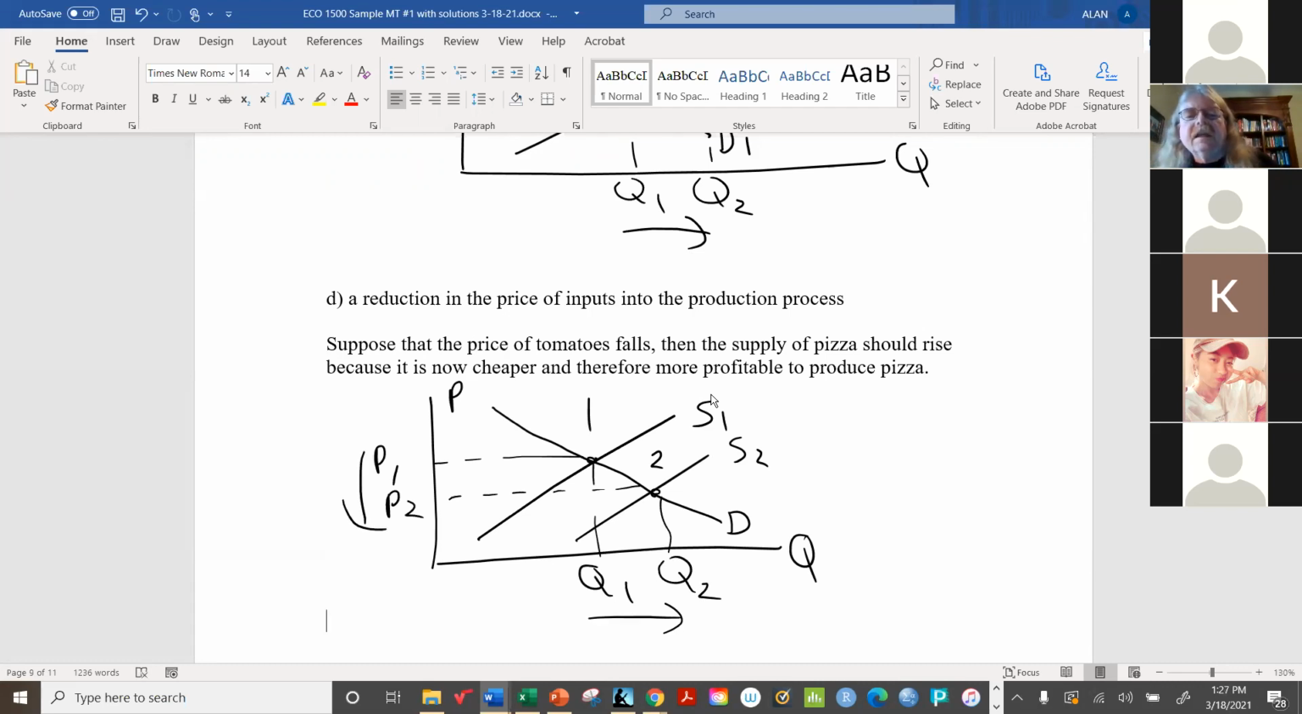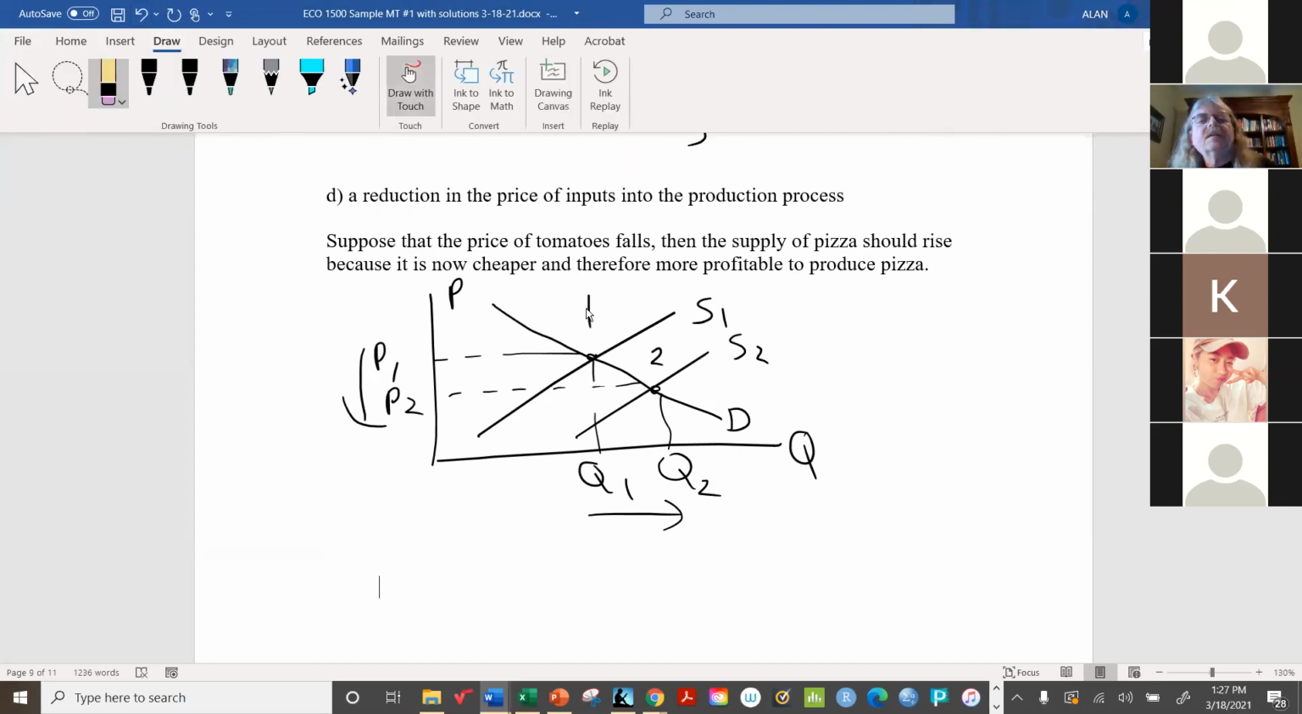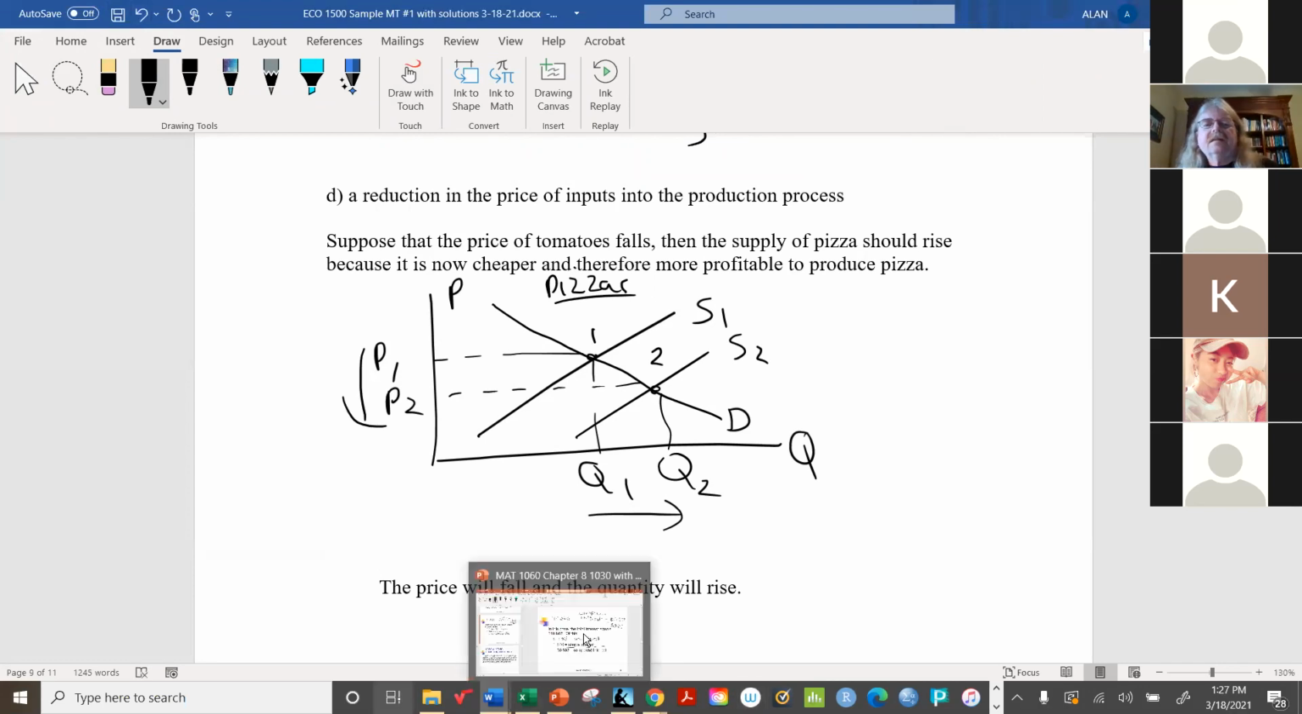Okay, so you can see that because of the reduction in the price of the tomatoes, let me make this clear by drawing it in here. This curve or graph represents the market for the pizzas, not the tomatoes. Because tomatoes are cheaper, more pizza will be produced. And so the bottom line is the price will fall and the quantity will rise. Very nice.